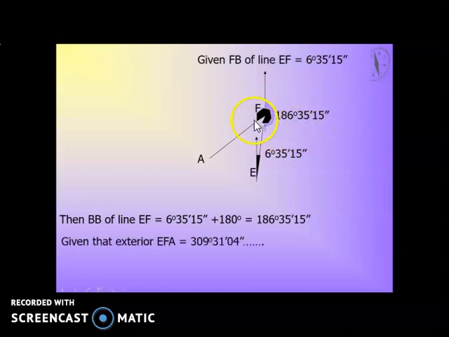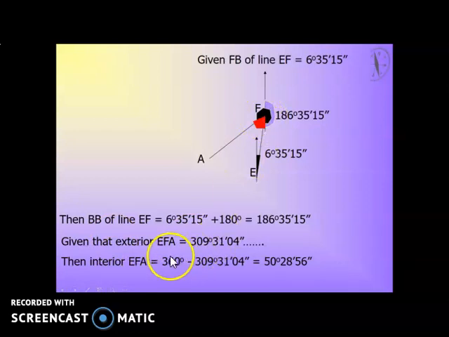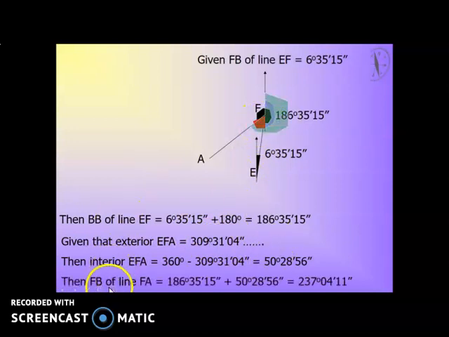you have measured the angle at this F to be 309 degrees, 31 minutes and 4 seconds. So you can calculate the interior angle at this point F here. You just take 360 degrees minus this angle, then you get that angle here. And you can then work out the forward bearing of the line FA by taking this value plus the backward bearing of the line.